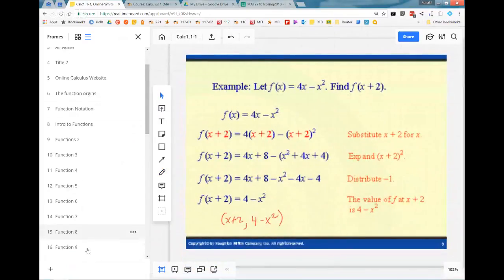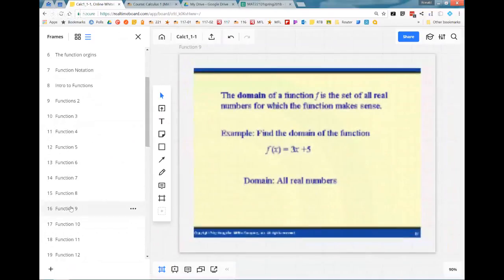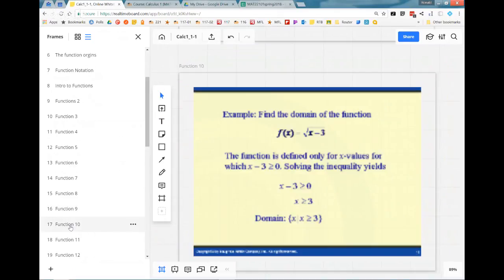Function 8. So, domain is a very important term, and it's what? All the values that x can be. What you almost have to ask yourself is, is there anything x can't be? And in this case, is there anything you can't multiply by 3 and add 5? No. So the domain is every real number. And real numbers is what? The default. We might talk about some other domains, but that's basically where we're headed.